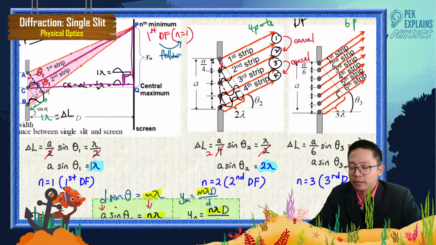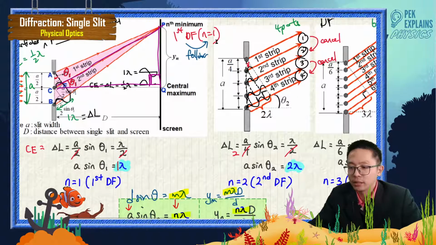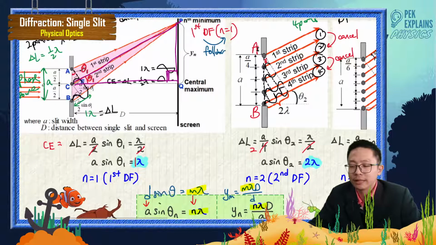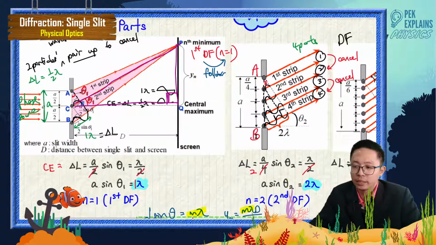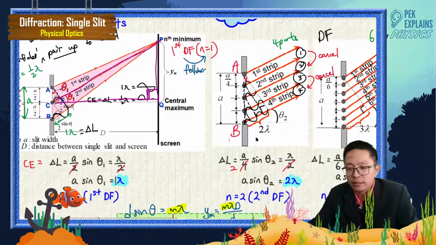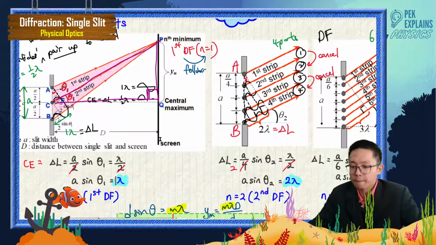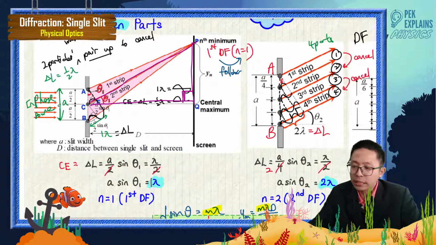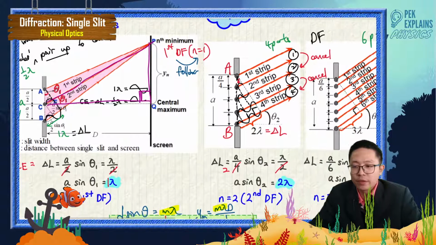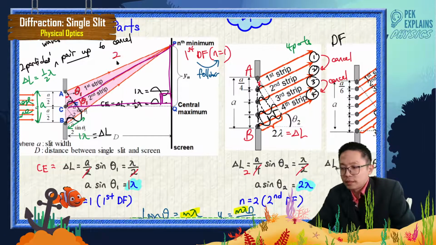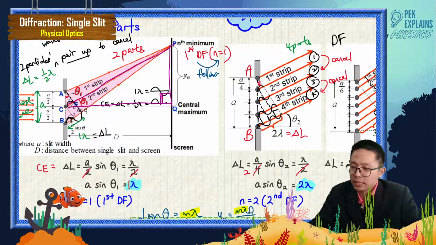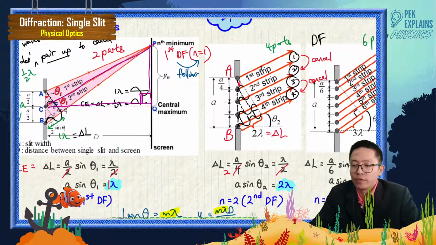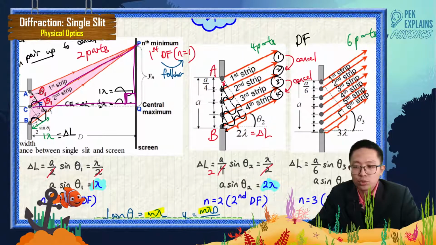But for this one, let's say particle A is over here and particle B is over here. What's the delta L between particle A and B? Yeah, the delta L is 2 lambda. Do you see that? For the 2 parts, the delta L is 1 lambda. For the 4 parts, the delta L is 2 lambda.